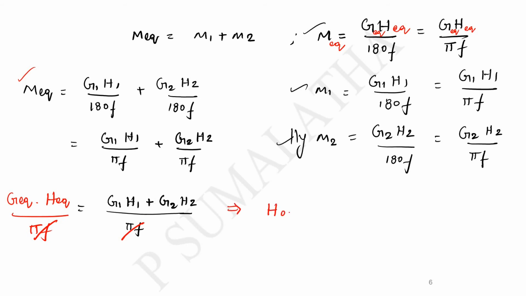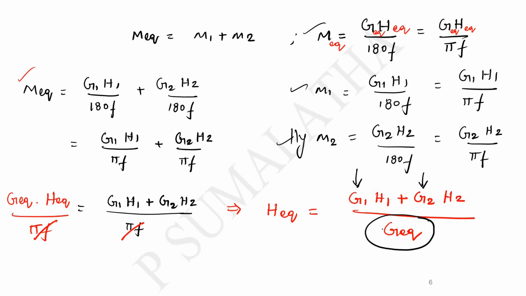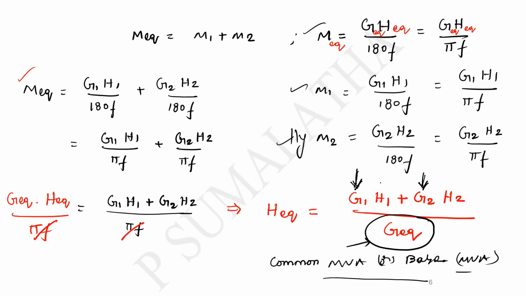Finally, you can write the inertia constant H equivalent value is equal to G1 H1 plus G2 H2 divided by G equivalent. Here G1 is the base MVA of generator 1 and G2 is the base MVA of generator 2, and G equivalent is the common base MVA of both. So we will be selecting one common MVA for the entire system, the base MVA of the system. I hope it is clear. G1 is the machine rating of generator 1, G2 is the machine rating of generator 2, and this is the base MVA of the system, and H1 is the inertia constant of generator 1 and H2 is the inertia constant of generator 2.